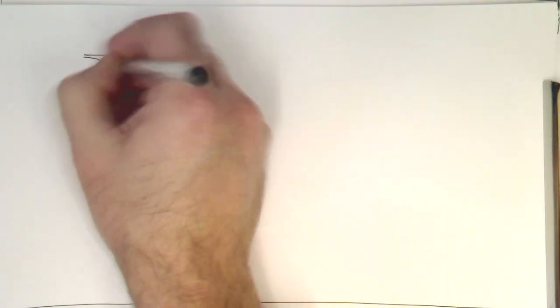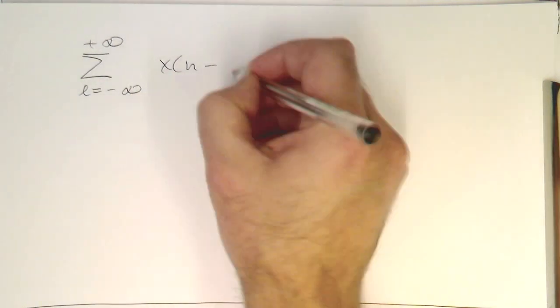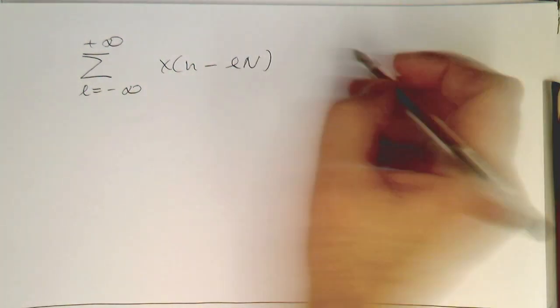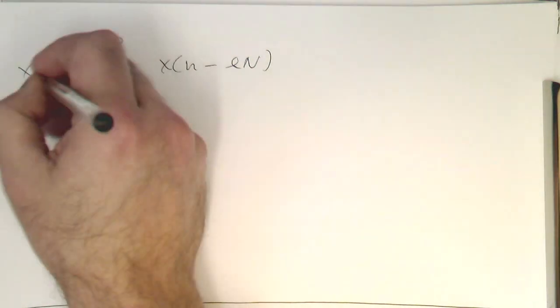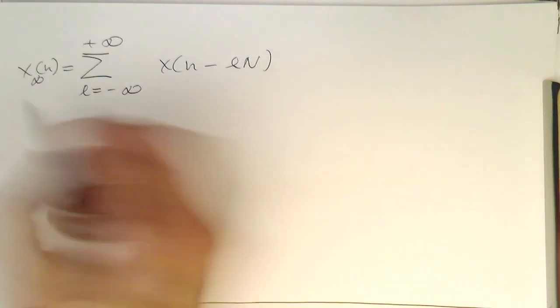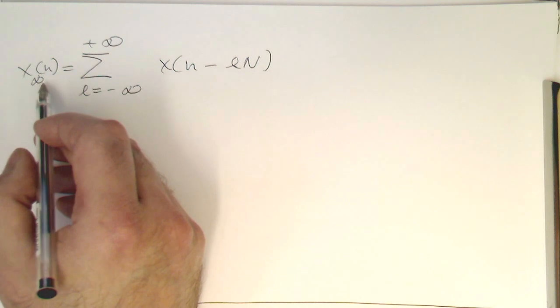So let's write down our sum here again. So we have L running from minus infinity to plus infinity here, and then we've got our x n L n in here. And so we could call this x infinity here, because it's essentially running in time from negative infinity to plus infinity here in the sample domain.